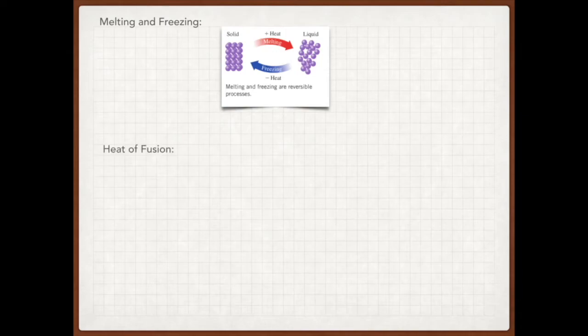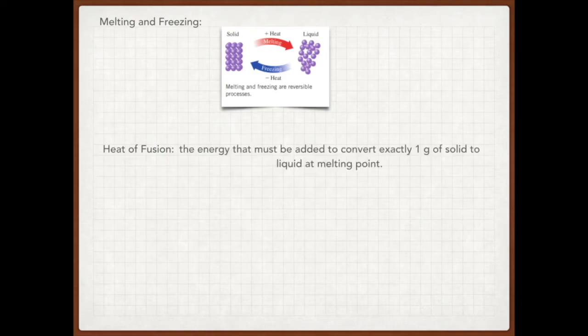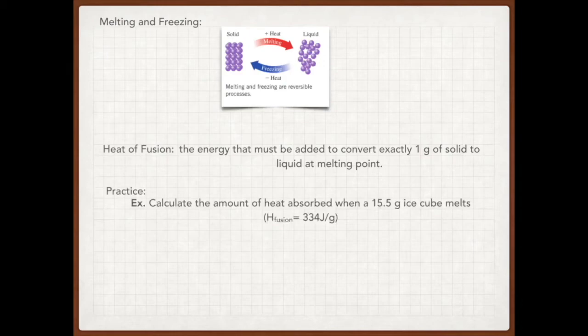So let's talk about a term that helps us determine the heat that's involved in this melting and freezing process, and that term is your heat of fusion. The heat of fusion is the energy that must be added in order to convert 1 gram of solid to a liquid at the melting point. So we're going to use this value, which will always be given to you, in order to calculate heat that's involved when, for example, ice melts.